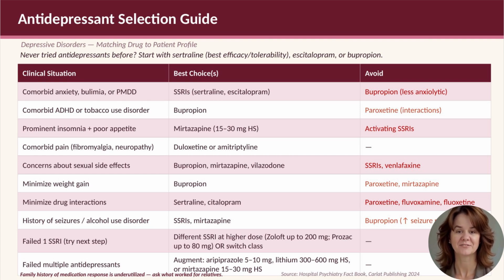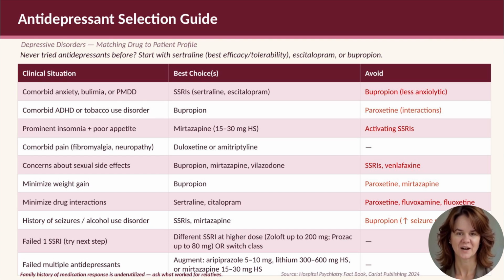SNRIs such as venlafaxine or duloxetine are preferred when there is comorbid pain, fatigue, or more severe depression, but clinicians must monitor blood pressure, especially at higher doses. Bupropion is an activating option that targets low energy, poor concentration, and hypersomnia, making it a strong choice for patients with fatigue or sexual side effects from SSRIs.